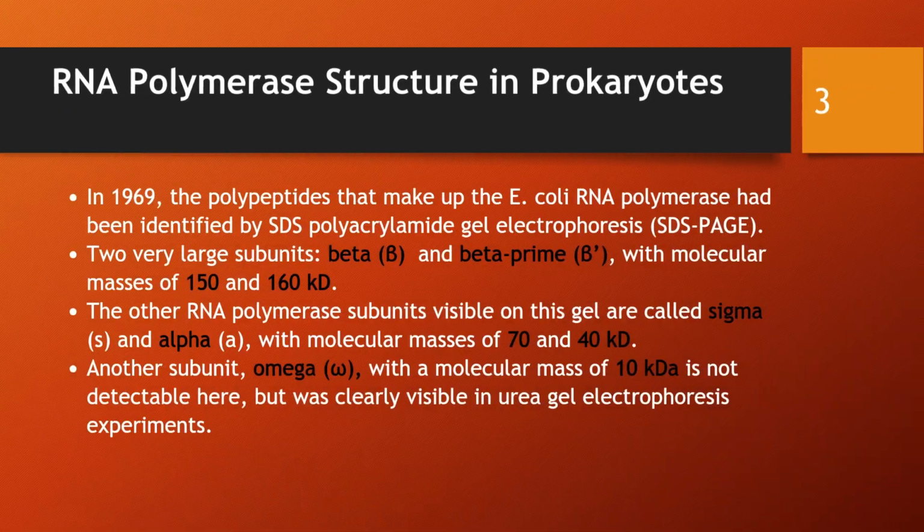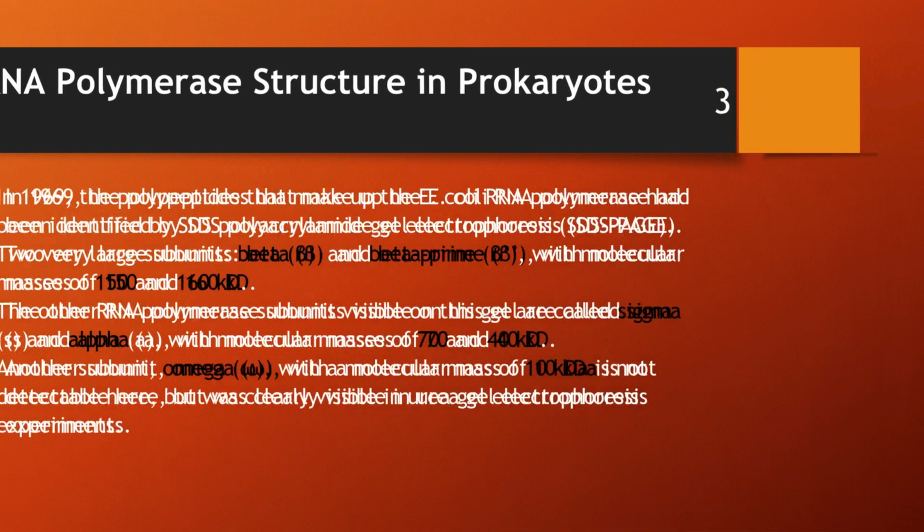Now, to understand how RNA polymerase works, we need to look at its structure, especially in prokaryotic organisms like bacteria. The RNA polymerase is not a single protein, it's a complex made of several subunits. Through experiments like SDS-PAGE, scientists identified its core components. The main body consists of two very large subunits named beta and beta prime. Then we have the smaller subunits, sigma and alpha. There's also a very small subunit called omega, which is sometimes harder to detect but plays a role in assembly.